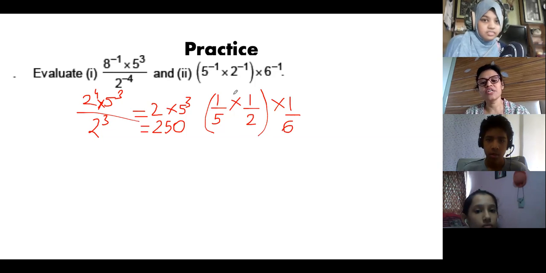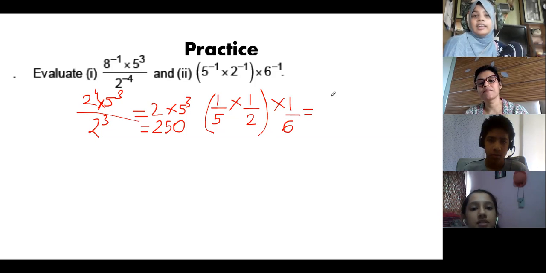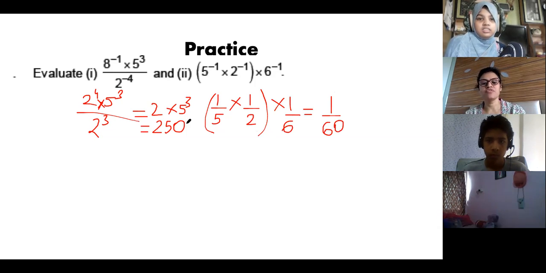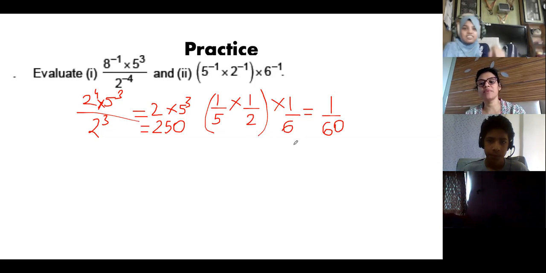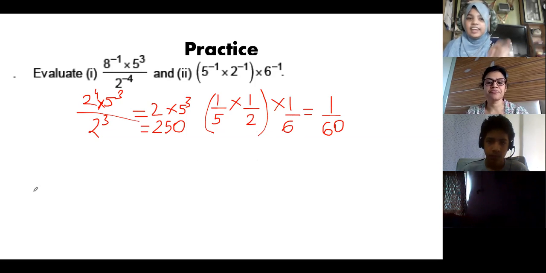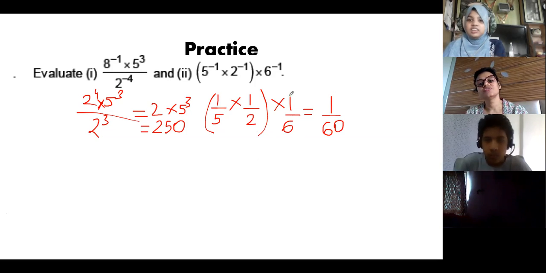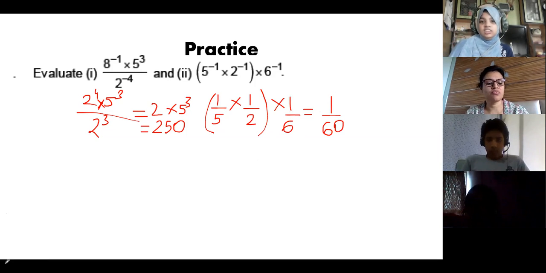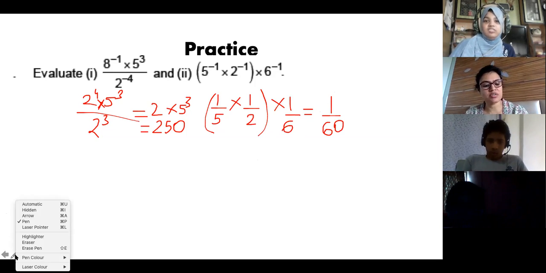Correct. So what is the answer now? 1 raised to 60. 1 is to 10 into 1 by 60. Okay, 1 upon 60. 5 twos are 10, 1 by 10. And 6. We'll take the 10 first, then we'll do 10 into 6. So the answer would be 1 by 60.